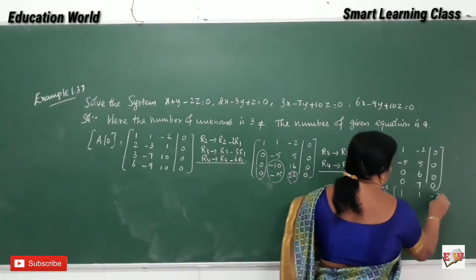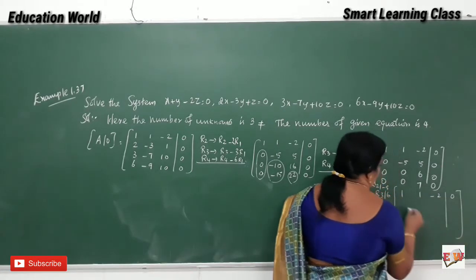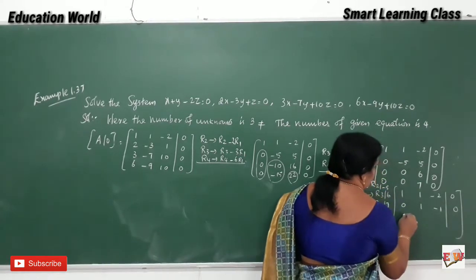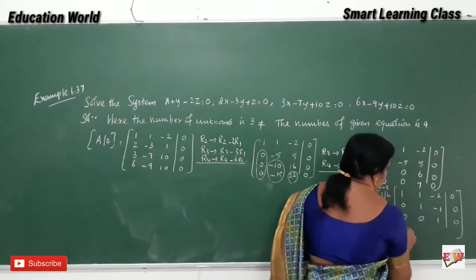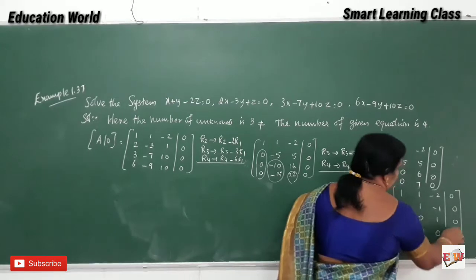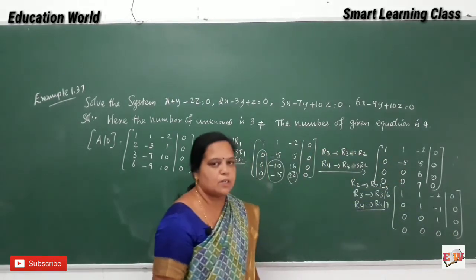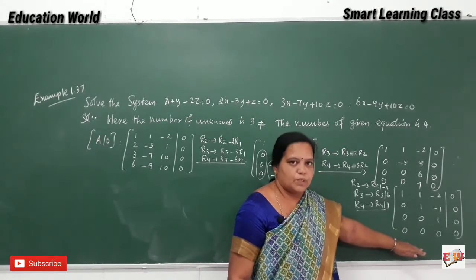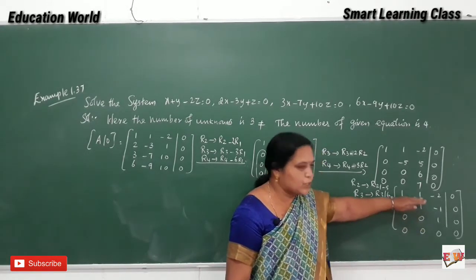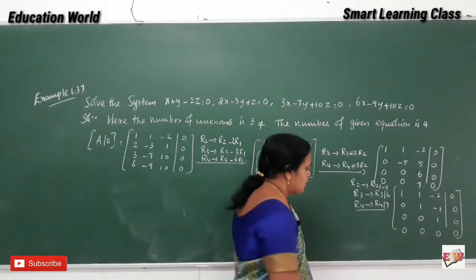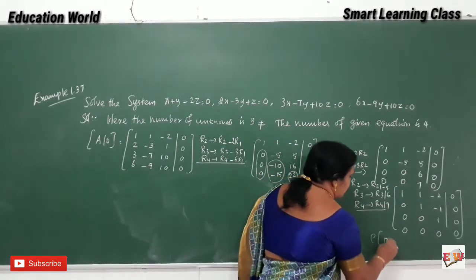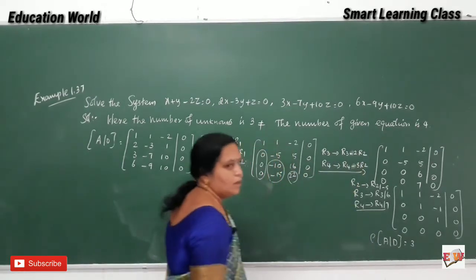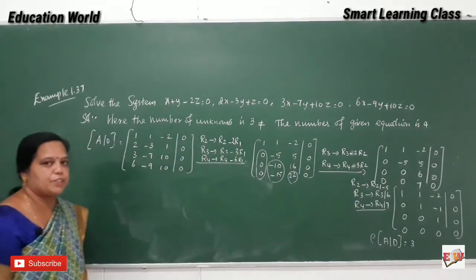1 1 -2, 0 1 -1, 0 0 1, 0 0 0. We are getting this, isn't it? The last row is a zero row. The remaining 3 rows are non-zero rows. So the rank of the augmented matrix is 3.